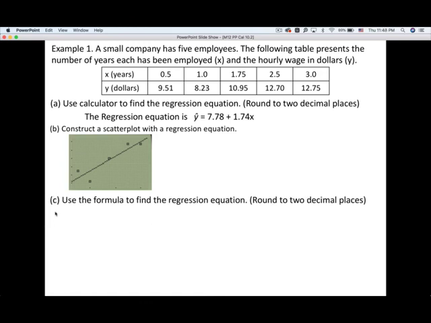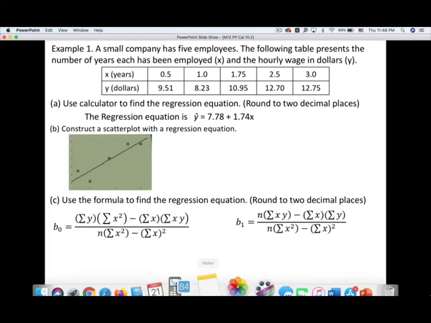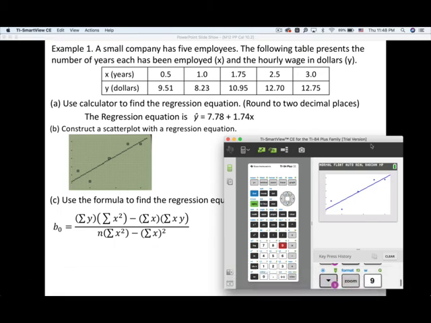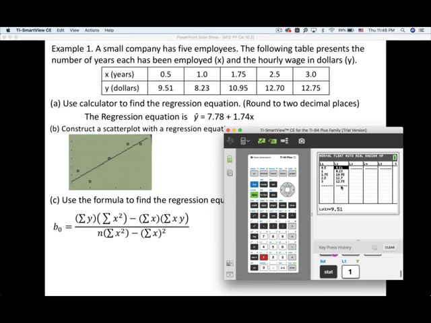Okay, part C, use the formula to find the regression equation. We already used the calculator here. Now we want to use the formula. So we have these two formulas. So use the calculator. We already have the data in my L1 and L2, right? That's x and y.